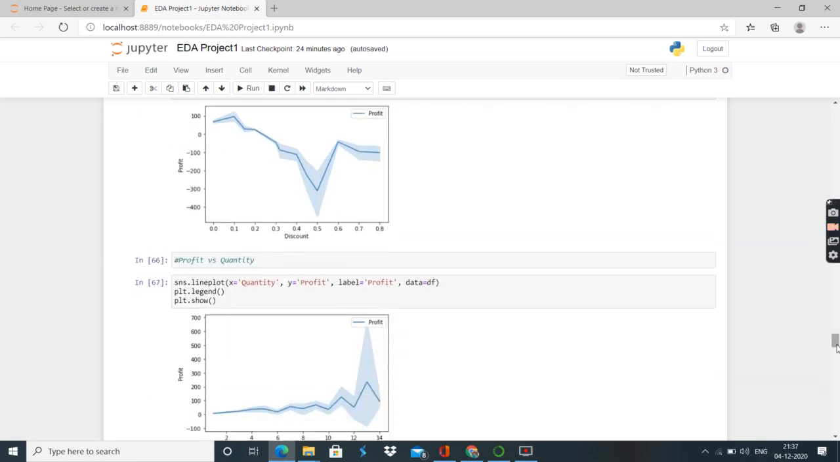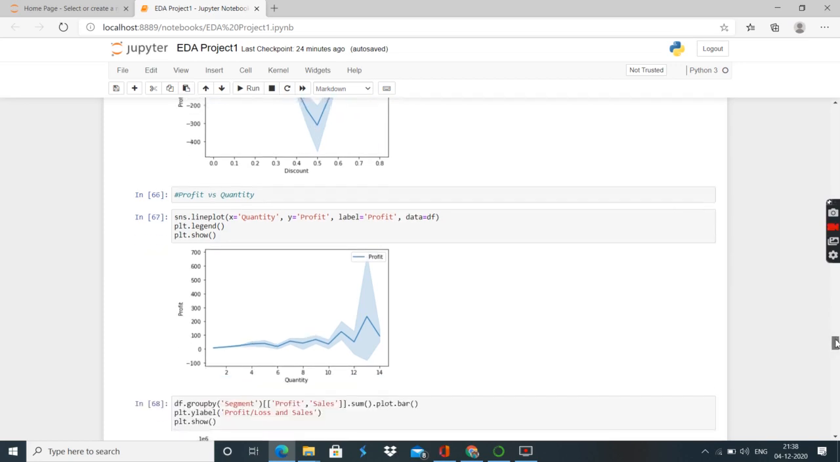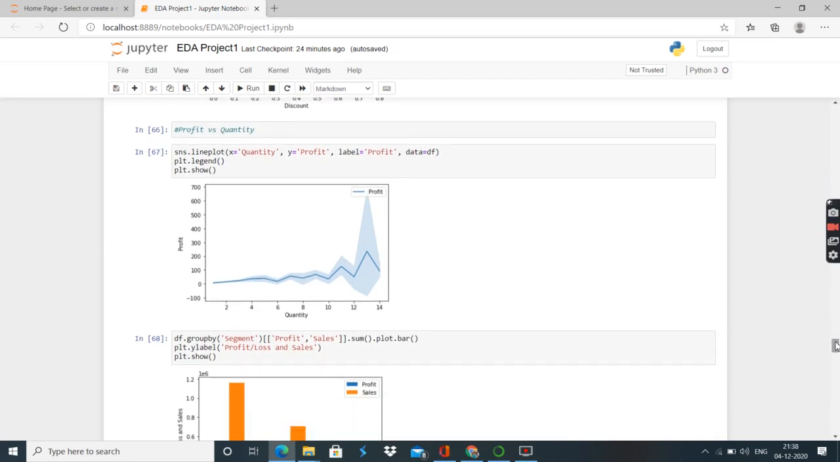Another different kind of graph is the line plot. I have used the line plot to depict the relationship between profit and discount offered by the store, which is linearly increasing and then steeply decreasing and then again increasing over time, which can actually give the business owner and the analyst an idea about how the store is performing, what is the inclination of your customer base and which products you can focus on. Again, the profit versus quantity graph over here.